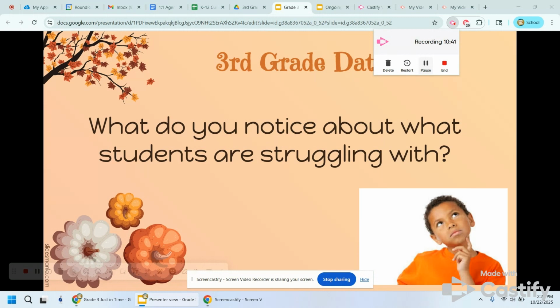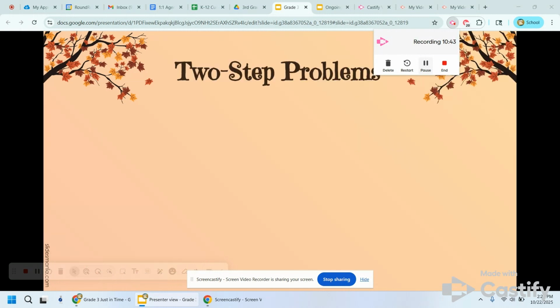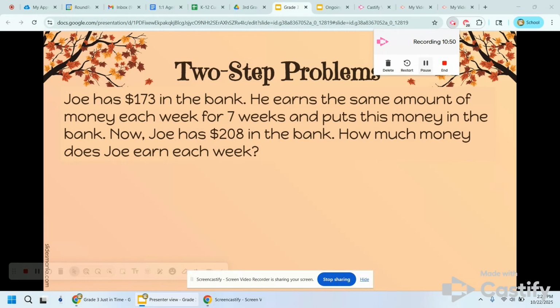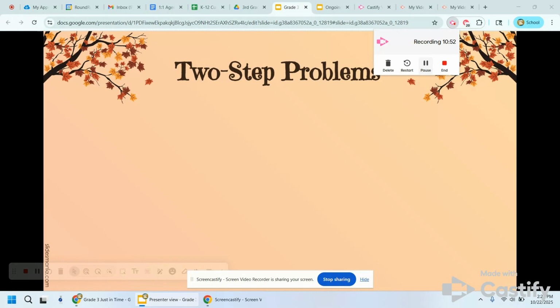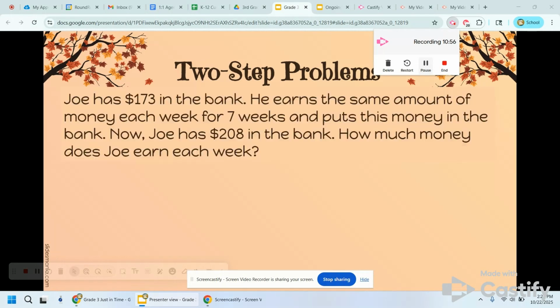So what do you notice about what students are struggling with? Well, yeah, they're struggling because they're multi-step problems. They have a really difficult time with two-step problems. So we're going to take some time and work through some strategies on how we can teach our kids to analyze and think through multi-step problems.